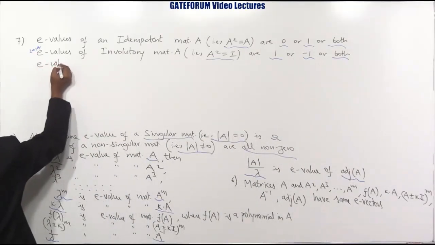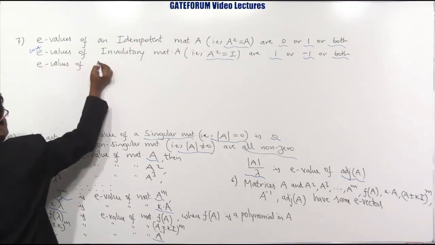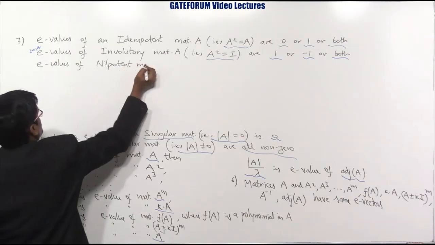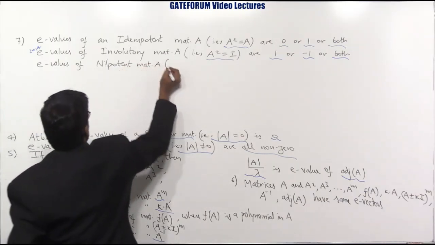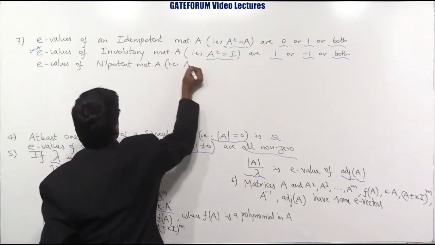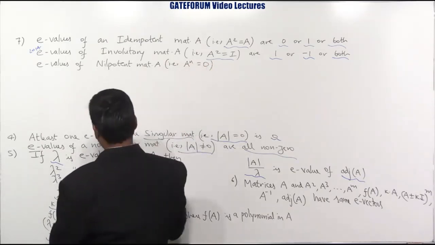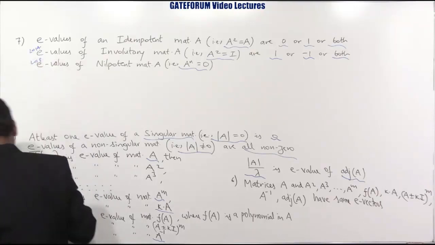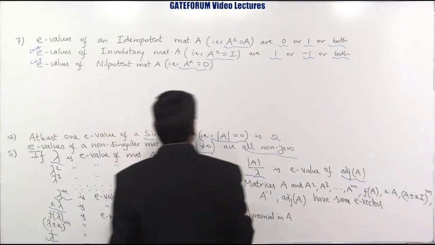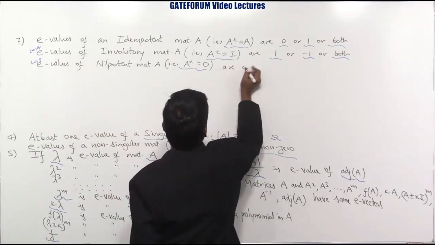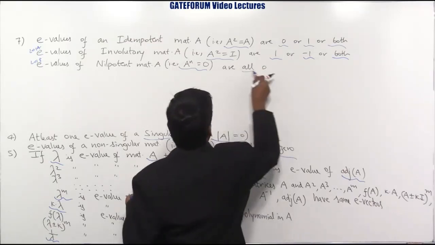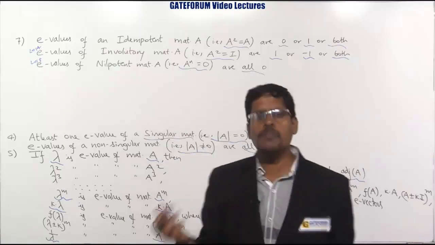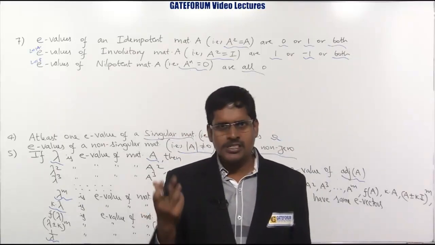Eigenvalues of a nilpotent matrix. That is, A power n is equal to 0. This question was asked directly 2 years back, in 2018: all are 0. Why all 0? Which number satisfies this equation? 0 power any positive integer. The index means a positive integer only.